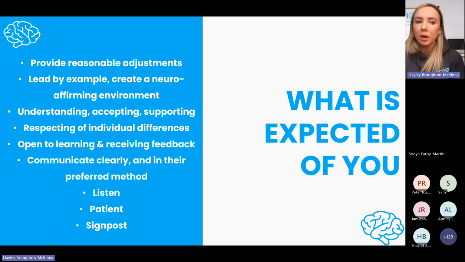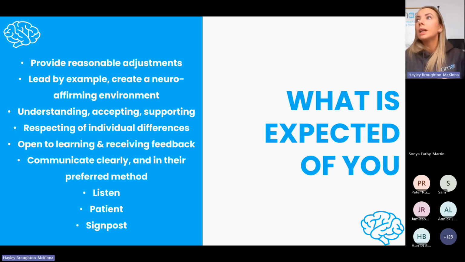Leading by example, creating what we call a neuro-affirming environment. This neuro-affirming approach is a way of thinking and behaving that really accepts differences in the way that we're all experiencing the world, and understanding that these differences are natural variations of the human brain and human experiences, and not seeing differences as deficits that need fixing all of the time. It's really just accepting the differences and valuing people for who they are as a whole.